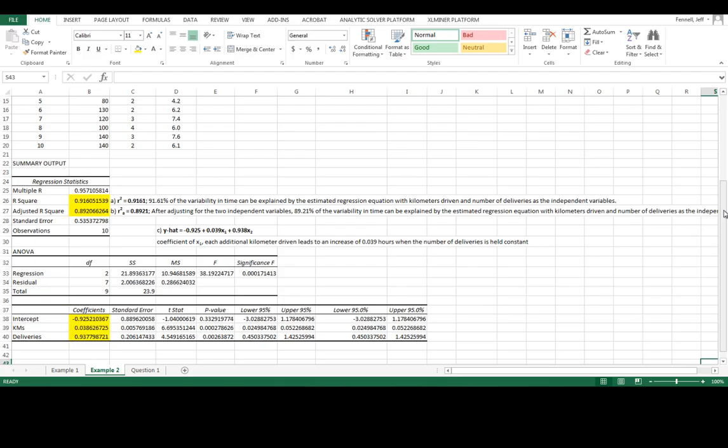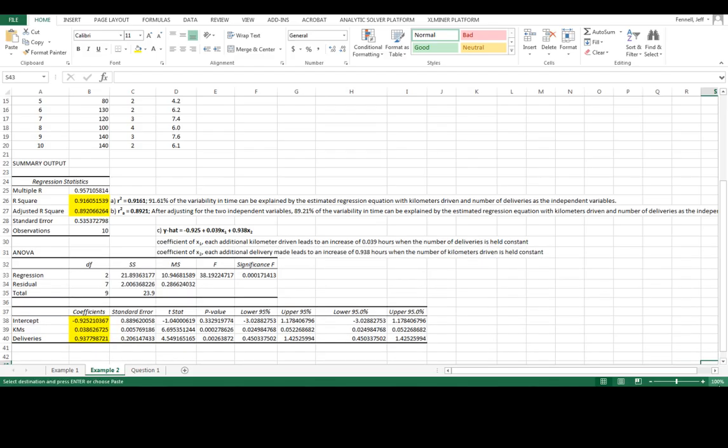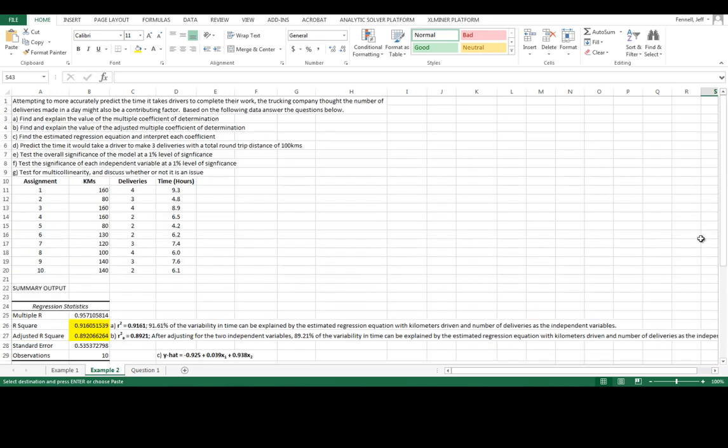Similarly, our interpretation of our x2 coefficient would be that each additional delivery made leads to an increase of 0.938 hours when the number of kilometers driven is held constant. Asked to use that model that we just created, our y-hat equation, to make a prediction for the time it would take a driver to make 3 deliveries with a total round trip distance of 100 kilometers.